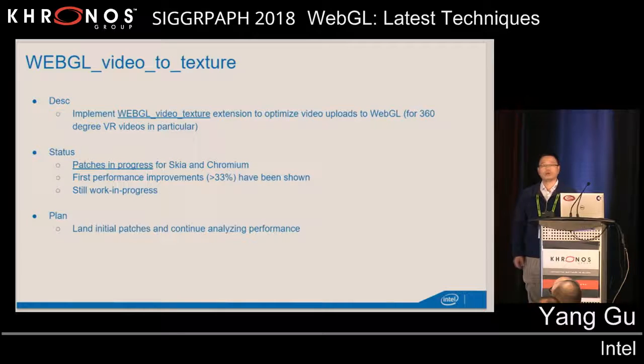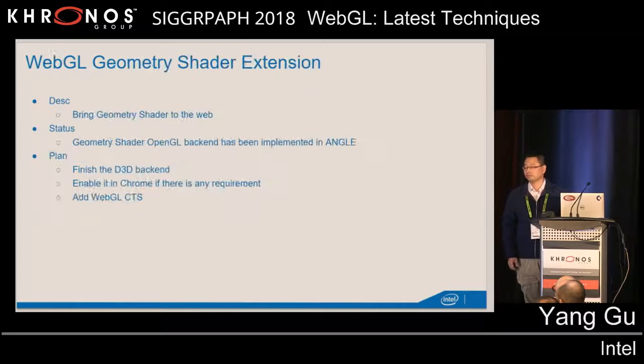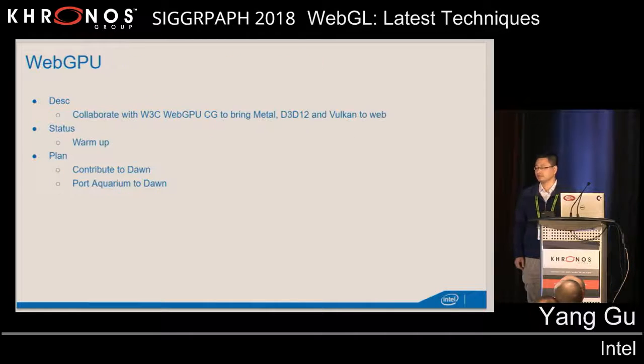We also try to do some optimization for 360 video, and we are optimizing the video uploads to WebGL. The patch is still in progress, but we will try to finish it as soon as possible. We are also trying to bring the geometry shader to the web, and currently we have finished the OpenGL backend for it, and we are working on the D3D backend.